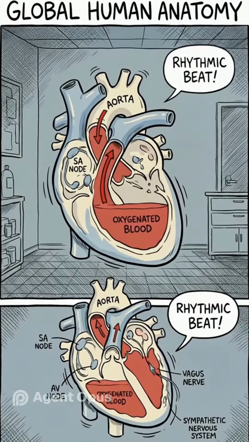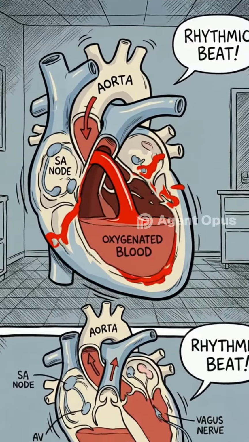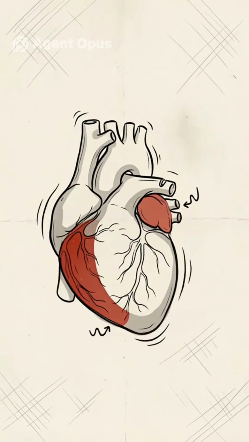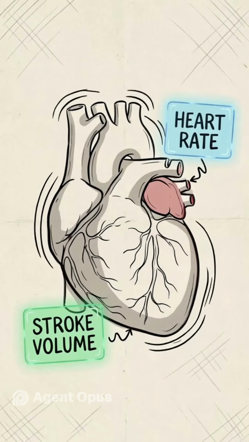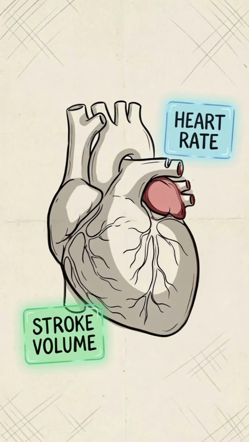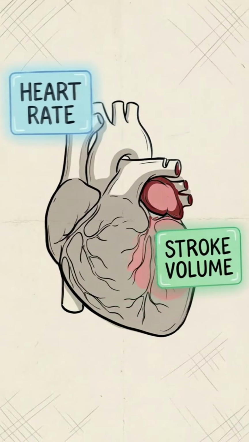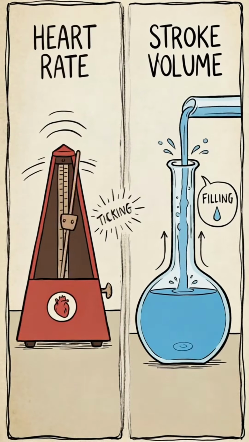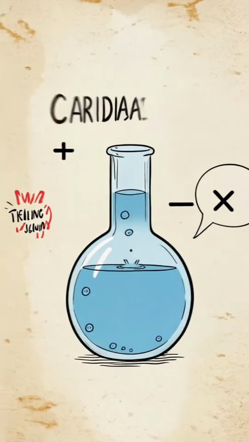Let's talk about the regulation of cardiac output, the amount of blood your heart pumps each minute. Cardiac output, or CO, is the volume of blood ejected by each ventricle per minute. It depends on two main factors, heart rate and stroke volume. Heart rate is the number of beats per minute. Stroke volume is the amount of blood pumped with each beat. The formula is simple. Cardiac output equals heart rate multiplied by stroke volume.